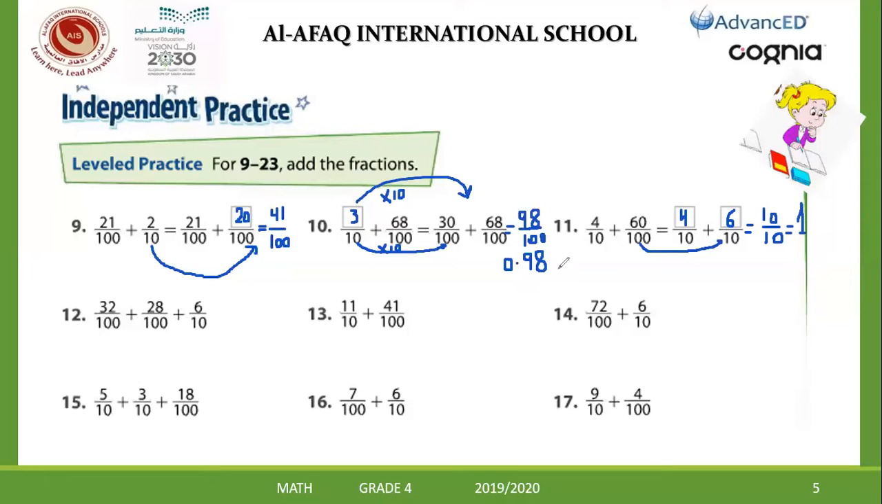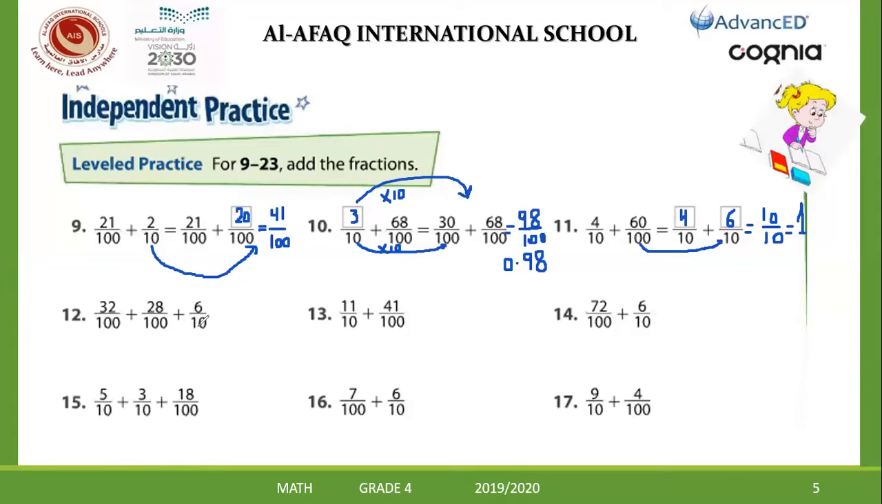Number 12. With me, 32 over 100 plus 28 over 100 plus 6 over 10. I have two fractions that have 100 as a denominator. What about the third one? It has 10 as a denominator. So it's easy for us to change the third one that has denominator of 10 to a fraction that has denominator of 100. 10 becomes 100 if we multiply by 10.